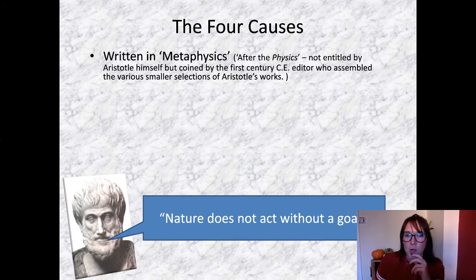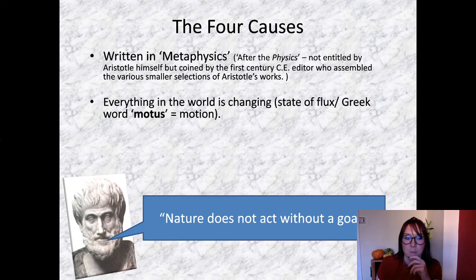Aristotle wrote about what are known as the 4 causes in his book Metaphysics. Metaphysics was the name given to the book afterwards. It means after the physics. Aristotle never actually called it that, but it was the term given when it was edited and put all together.